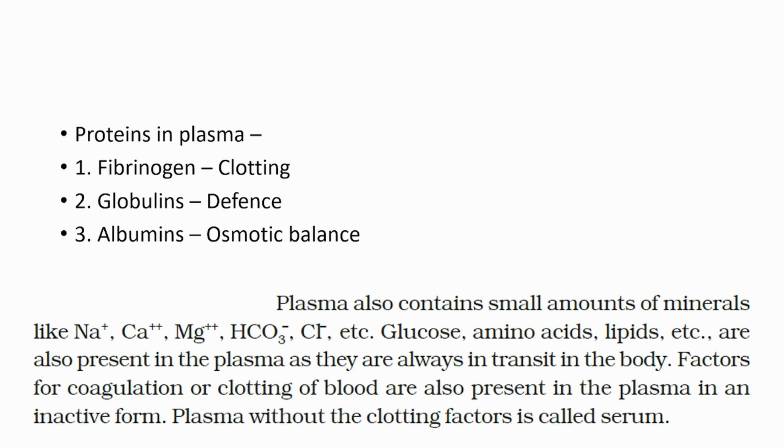Next, this important paragraph is given in NCERT regarding plasma. It starts with plasma is a straw colored fluid, and then goes on to say that plasma has certain minerals, glucose, amino acids, and lipids. And you have to remember the names of all the minerals which are present. That is sodium, magnesium, chloride ions, calcium ions, and bicarbonate ions. So it is sodium, calcium, magnesium, bicarbonate, and chloride ions.